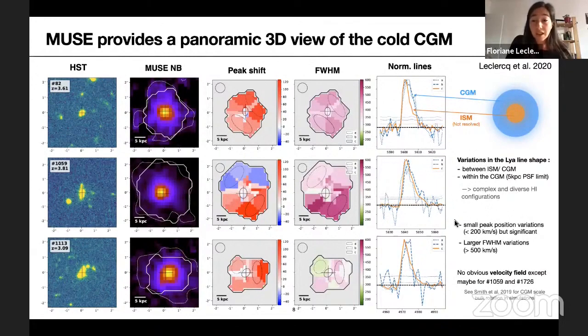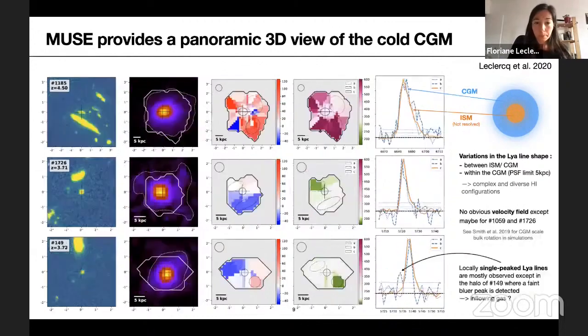So it suggests that we have a complex and diverse configuration of the HI distributions for those galaxies. What we can tell also is that we do not observe obvious velocity fields, except maybe for these objects here, and also maybe this one. And this would suggest that we have CGM scale bulk rotations. And I refer to Smith et al. 2019 for this, because it observes this in simulation as well.